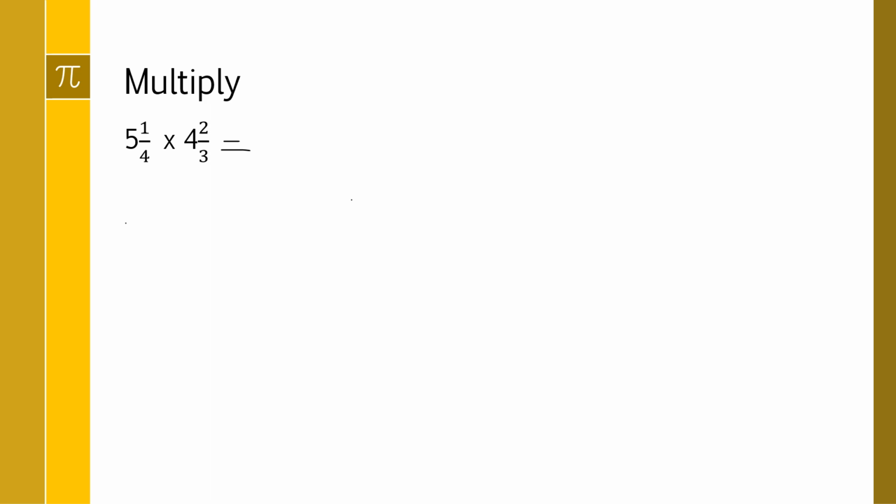All right, so before we go on, we need to review how to multiply mixed numbers. In here, we have 5 and 1/4 times 4 and 2/3. First, we need to transform the mixed numbers into improper fractions. 5 times 4 is 20 plus 1, that's 21 over 4, times 3 times 4 is 12 plus 2, that's 14 over 3.